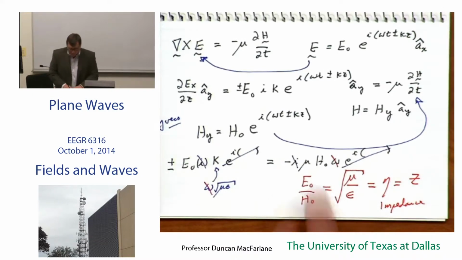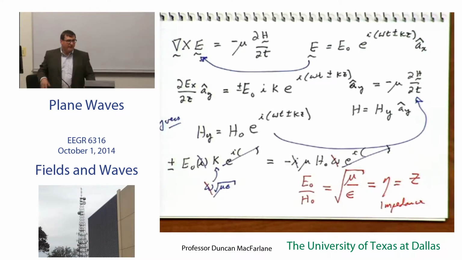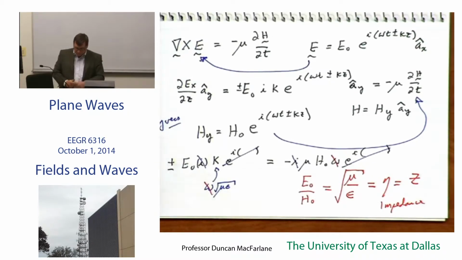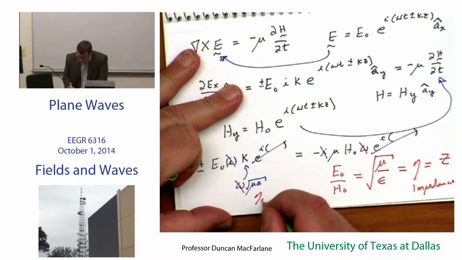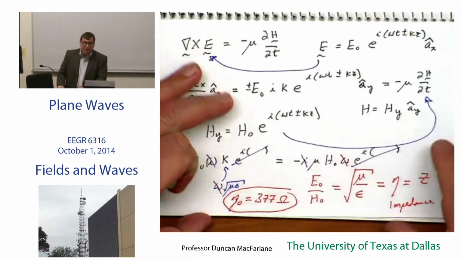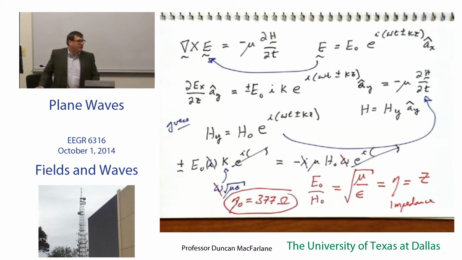So, anyway, I have this ratio here, and these are material parameters. So I can ask, supposing I'm in free space, I have a mu of free space and an epsilon of free space, 4 pi times 10 to the minus 7 over 8.8 times 10 to the minus 12. Divide all that out, take the square root of it, and I actually get a number. And I bet most of you remember that number of 377 ohms. So there's an impedance associated with free space of 377 ohms.